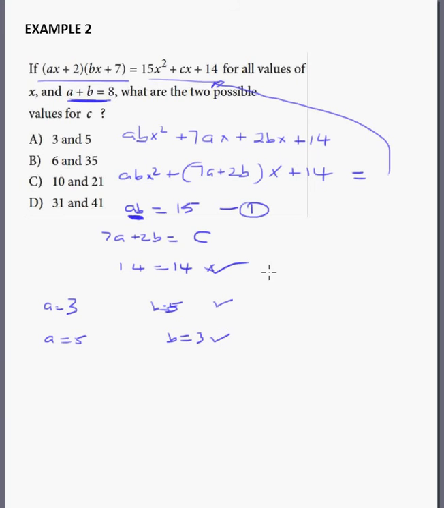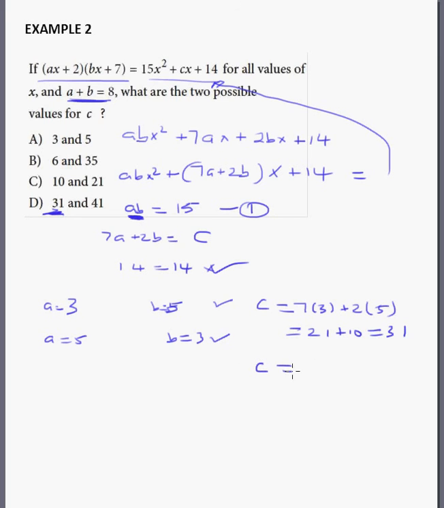Now let's check. If a is equal to 3, then c becomes 7 times 3 plus 2 times b, which is equal to 5, becomes 21 plus 10, and that is 31. So right away, I see 31 as one of my possible answers. If you are actually taking a test, you don't have to go and check the second one. This is the only one that gives you 31. So the answer obviously is B. But let's go back and check.